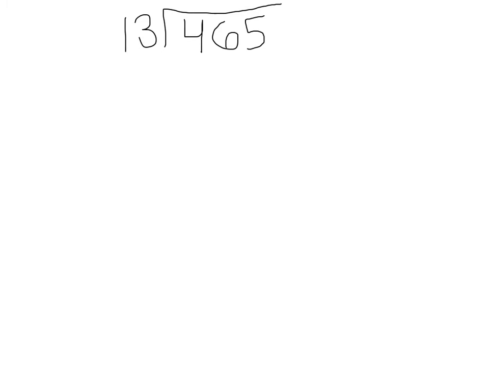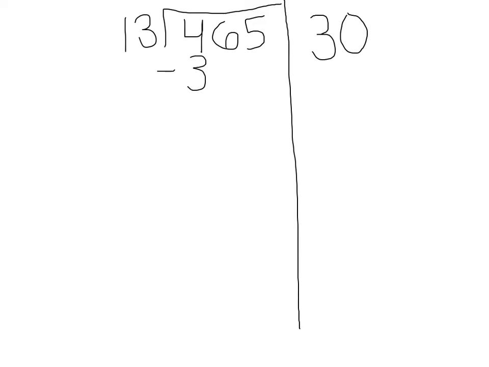All right, so we're going to draw our line over here. And again, I want to think of numbers that I can multiply by 13 that are going to get me somewhat close to 465. So I'm going to start with 30. Because I know if I multiply 13 by 3, I'm going to get 39, and I can just add that 0 there. So I'm going to have 390 is the number that I need to subtract.